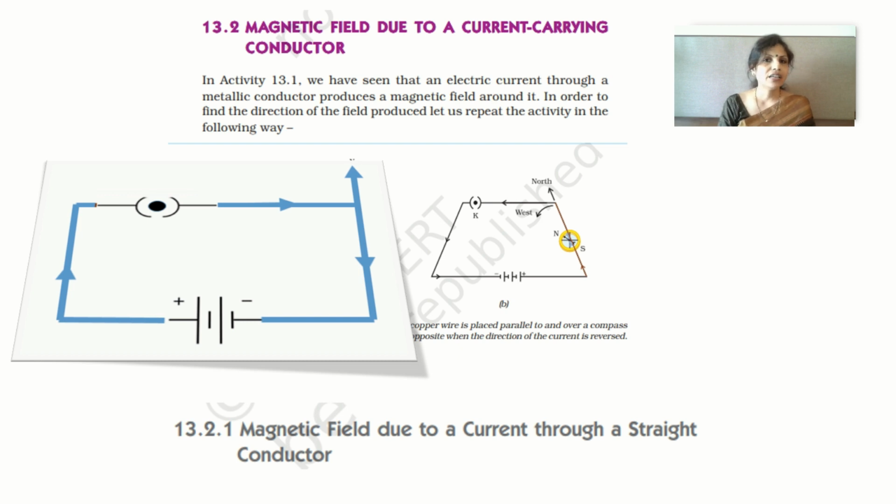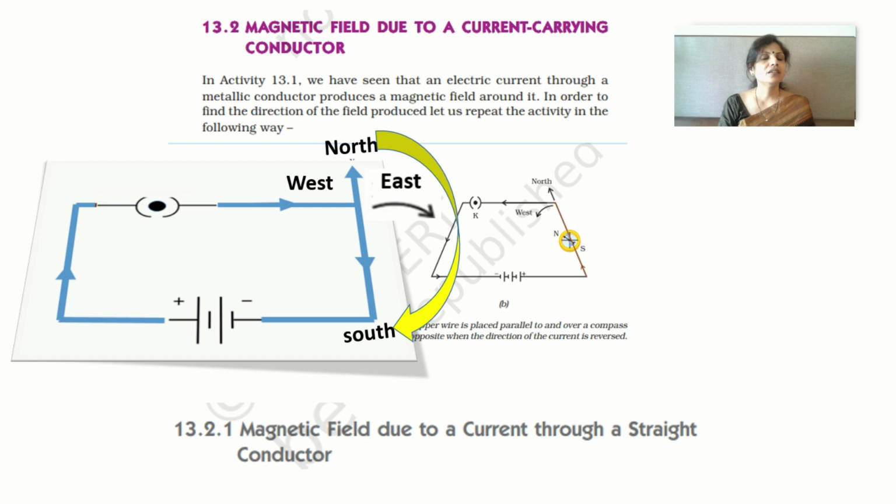Now I have marked the directions as north, south, east and west. Looking at the direction of the flow of electric current, we can make out that the current is flowing from north to south. And suppose I place a magnetic needle over the wire, you can see that the north pole of the needle is deflecting towards the east direction. So this shows that the direction of flow of electric current and the direction of the deflection of the needle are related. Now we did the experiment just by changing the polarity.